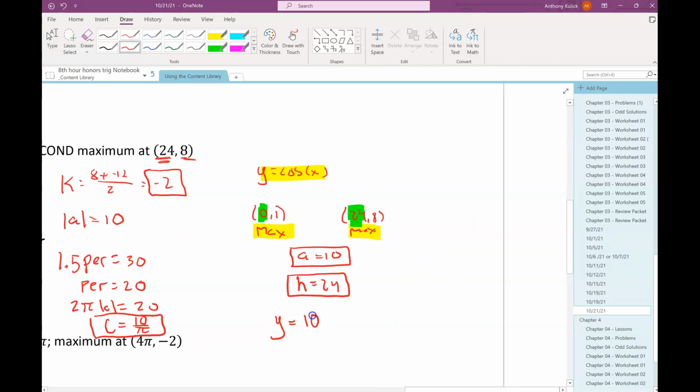So that's enough to write this. Notice I'm writing pi over 10 because that coefficient is 1 over C. So I'm writing the reciprocal.